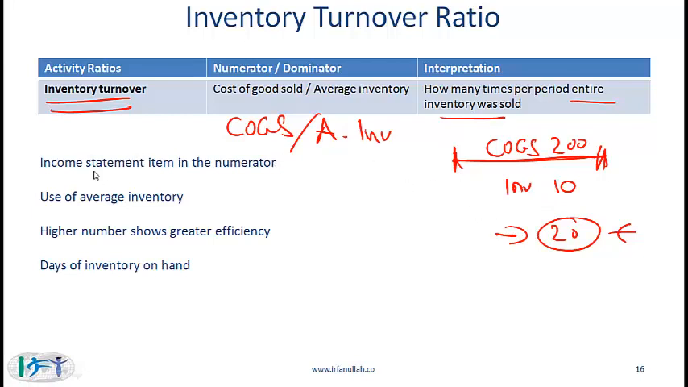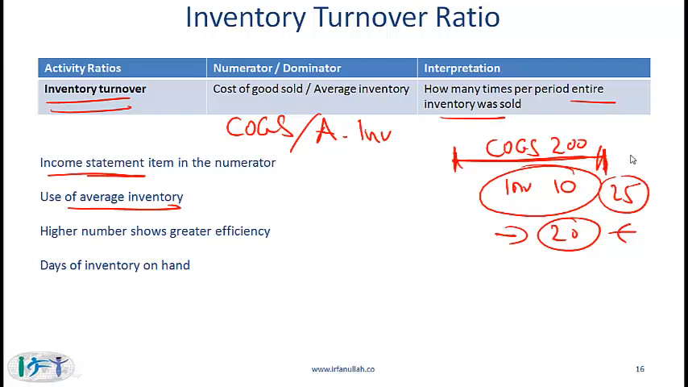Notice that the income statement item is in the numerator and the balance sheet item is in the denominator. We also use average inventory. The point is that if at the end of the year it just turns out that the inventory number is very high because the company is building up for the next year, but in general during the year the inventory was maintained at 10, then clearly it makes sense to use 10 as your denominator and not 25.